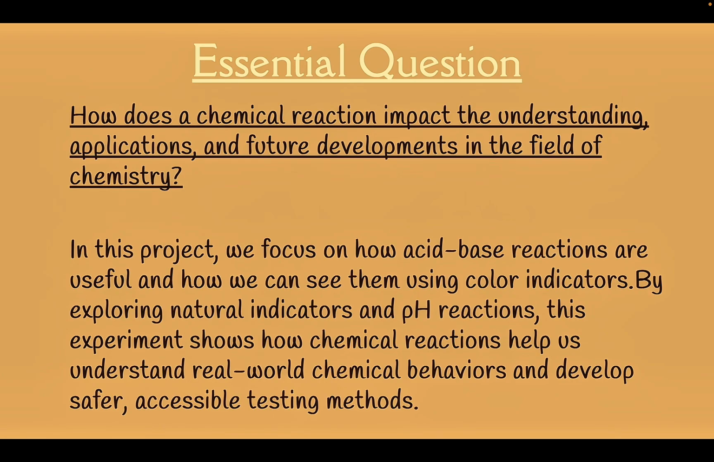This is the essential question. How does a chemical reaction impact the understanding, applications, and future developments in the field of chemistry? In this project, we focus on how acid-base reactions are useful and how we can see them using color indicators. By exploring natural indicators and pH reactions, this experiment shows how chemical reactions help us understand real-world chemical behaviors and develop safer, accessible testing methods.